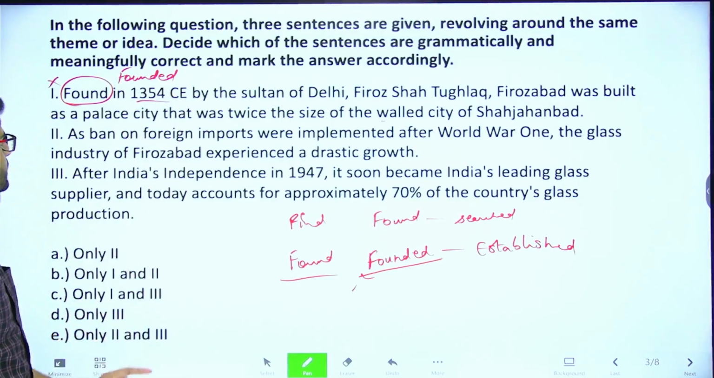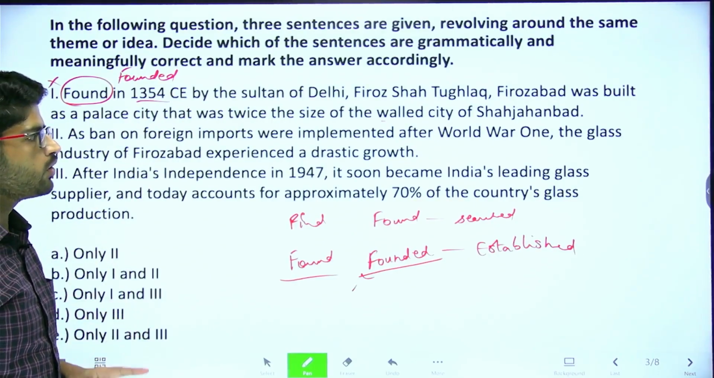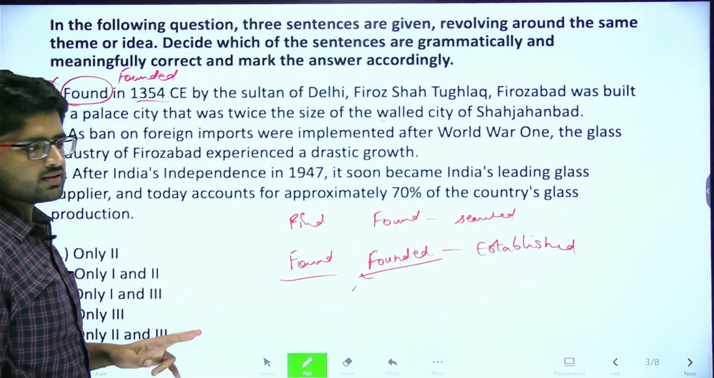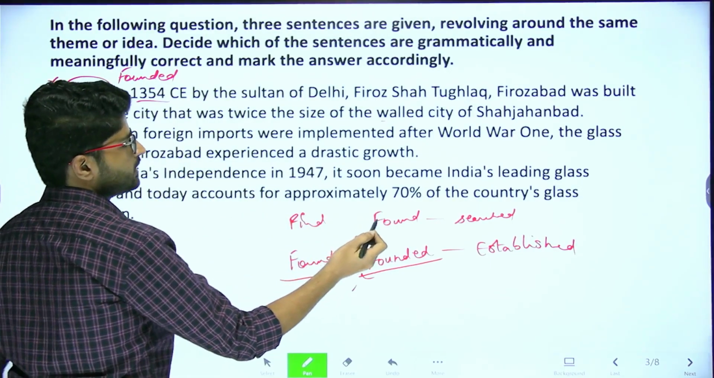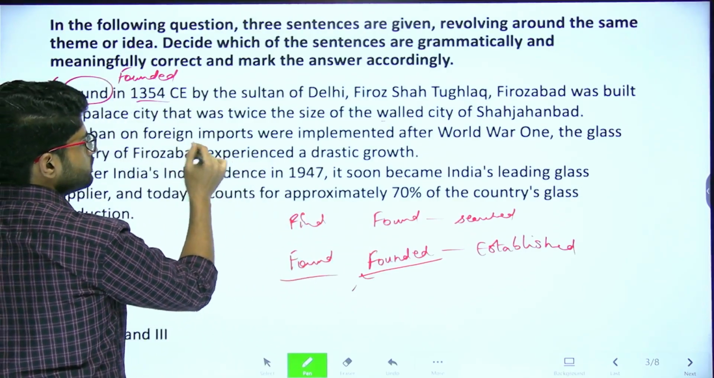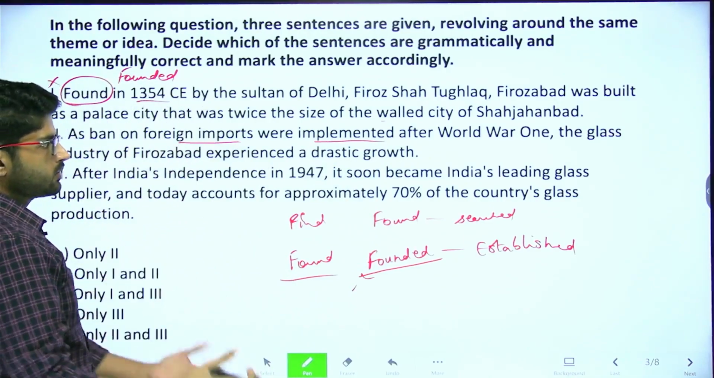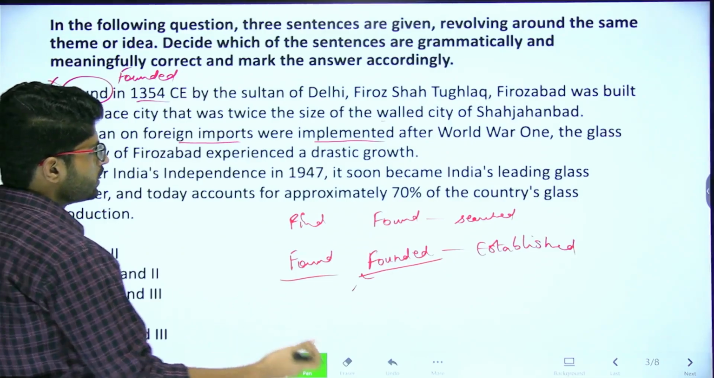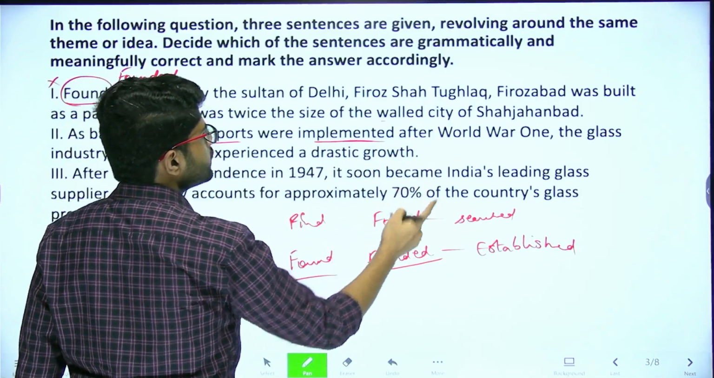The second sentence says, as ban on foreign imports were implemented after World War I, the glass industry of Firozabad experienced a drastic growth. So in this sentence, foreign imports ban किए गए, they were implemented. What does implement mean? To implement means to execute something, किसी काम को execute करना. So bans जो है वो implement किए गए after World War I.